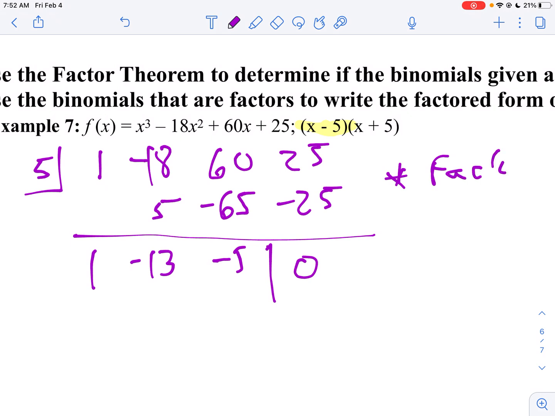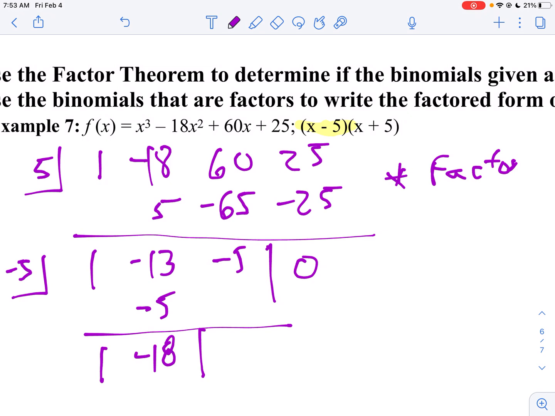Now let's see if x plus 5 is a factor. So I could put in negative 5 here. I don't have to do the whole thing. I can just go back to my new polynomial, because if it's a factor, it'll go in this number. So I bring down the 1. 1 times negative 5 is negative 5. I get negative 18. Negative 18 times 5 is 90. I get 85. So it's not a factor because we get a remainder.